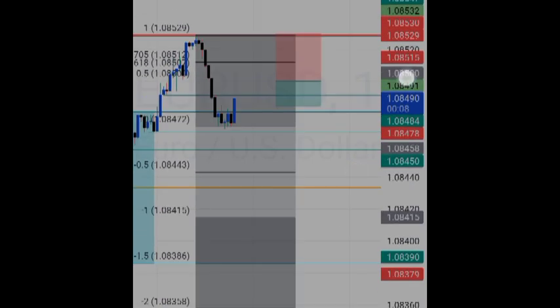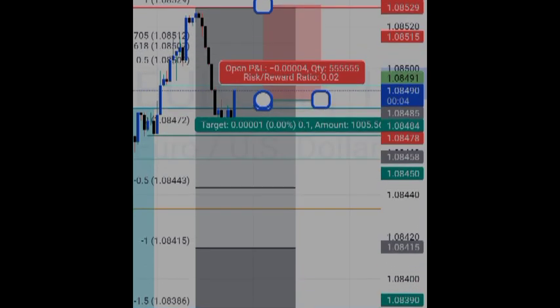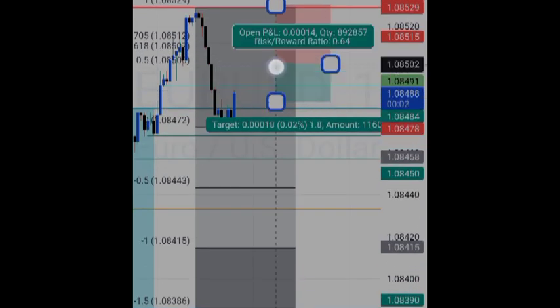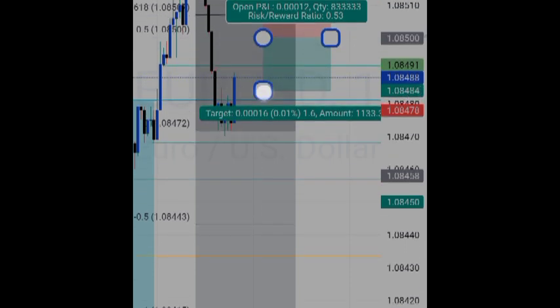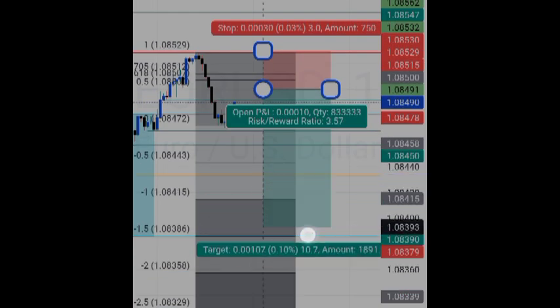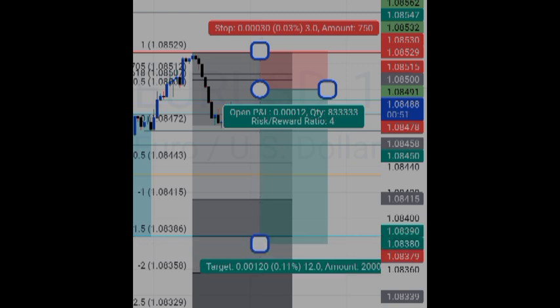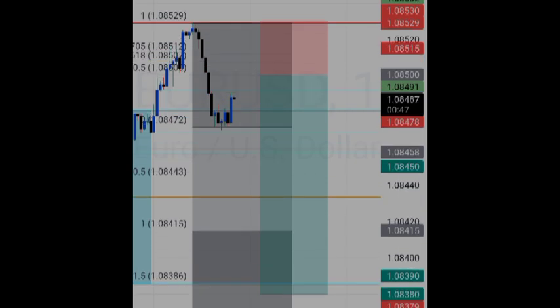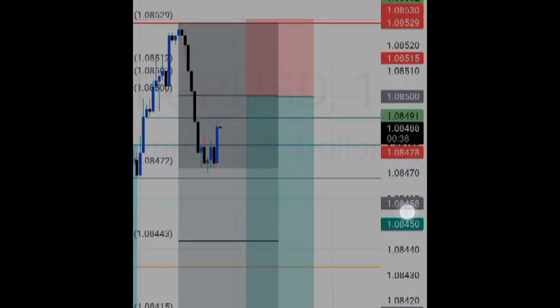So if I want to target, I'm going to target the next low, which is roughly 1.08380. So that's my target, 1.08380. So it's like 1 to 4 hour. Let's see if it pulls back into this.